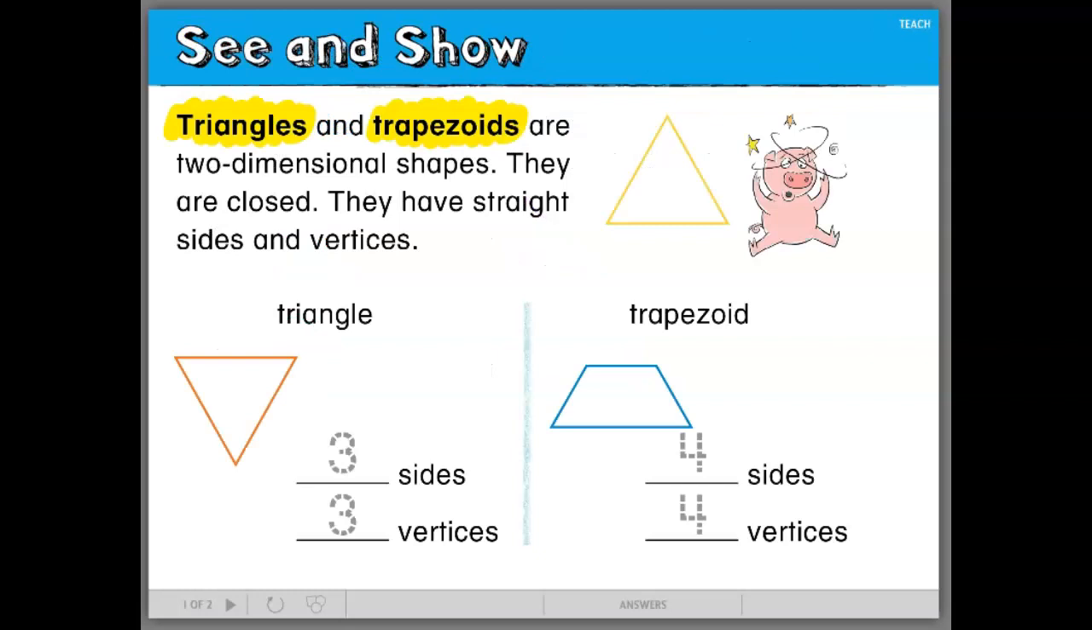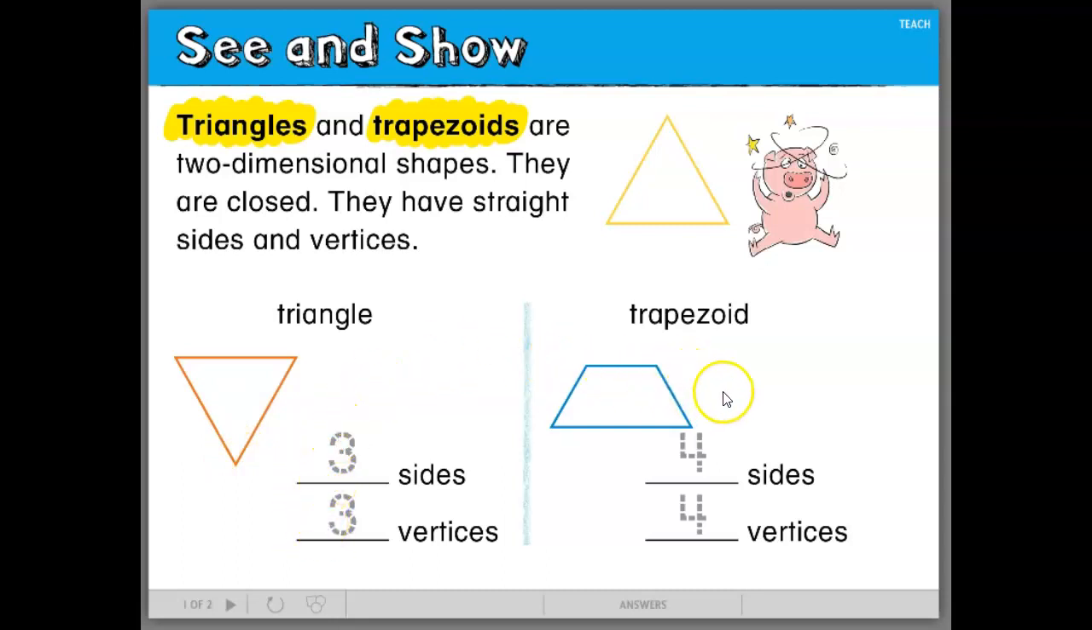So as I mentioned, today we are working on triangles and trapezoids. They are also two-dimensional shapes. They are closed shapes, and they have straight sides and they have vertices. So let's take a look here at this orange shape. This is a triangle. Triangles, as you can see, have 3 sides: 1, 2, 3. They also have 3 vertices. Remember, those are like corners where the sides meet and come to a point. So here's a vertex, 2, 3 vertices. So triangles have 3 sides and 3 vertices, the same number of sides and vertices.